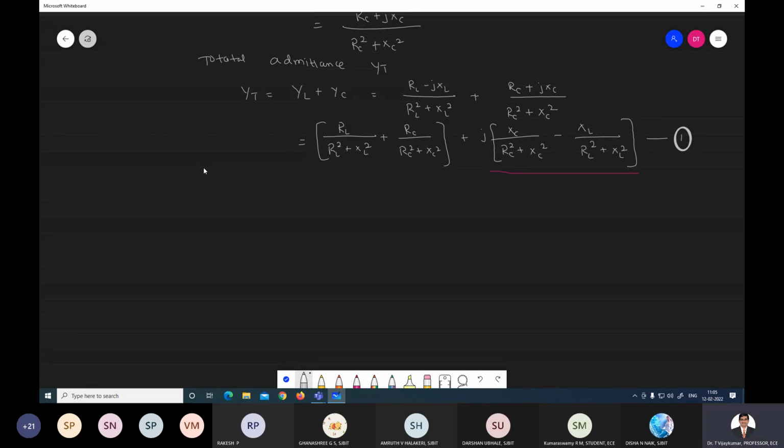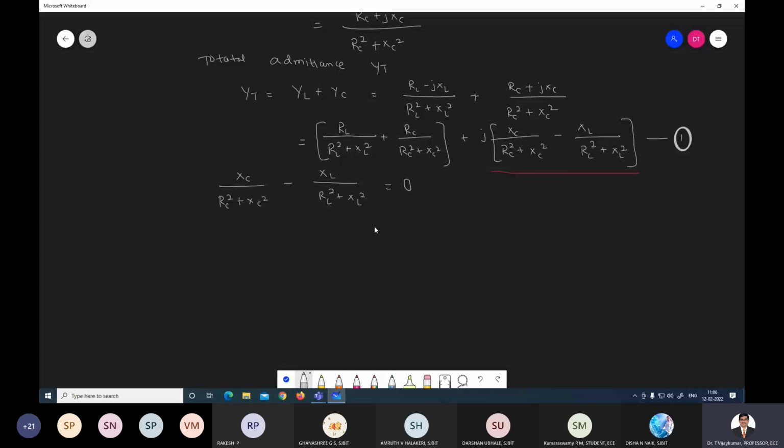That is, complex admittance will be a real number. Therefore, susceptance is 0. What is the term susceptance? Xc divided by Rc square plus Xc square minus XL divided by RL square plus XL square is equal to 0, because at parallel resonance, the susceptance is 0. Therefore, we can write: Xc divided by Rc square plus Xc square minus XL divided by RL square plus XL square is equal to 0.